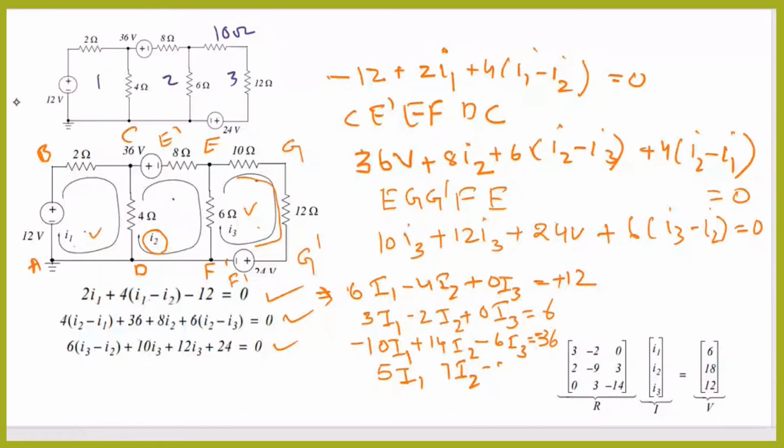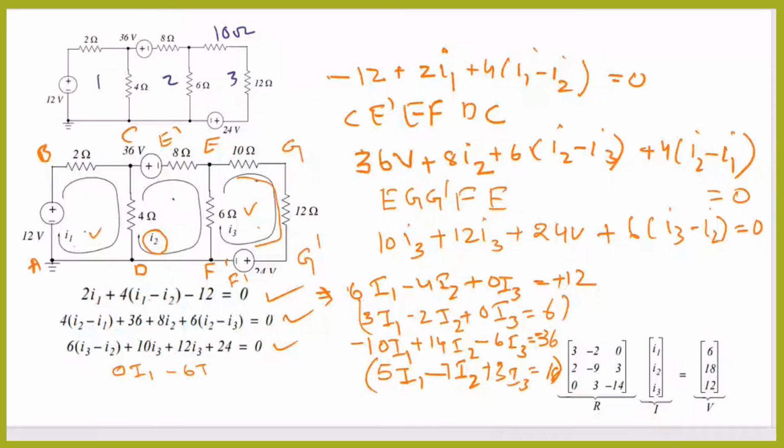And in equation number 3, can anyone tell me what equation number 3 is? How many I1s are there in this? There is no I1 term, so 0 into I1. How many I2 terms are there? Minus 6I2, that's all. And how many I3 terms are there? 6I3 plus 10I3 plus 12I3. How much is it?